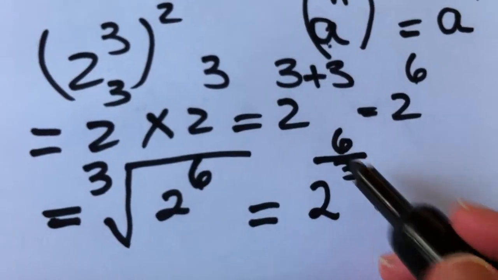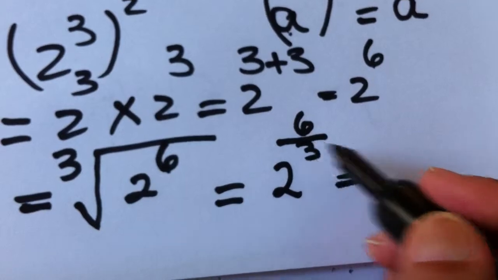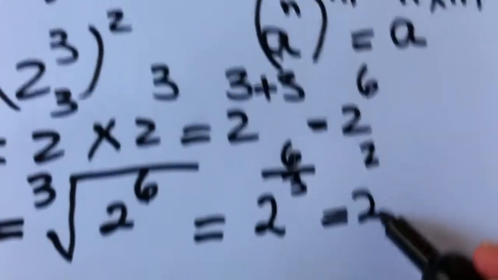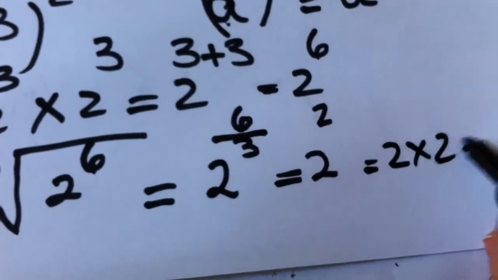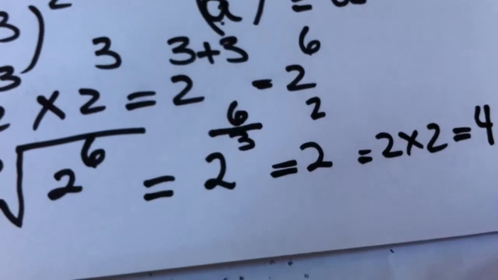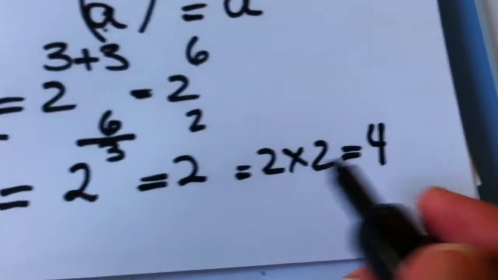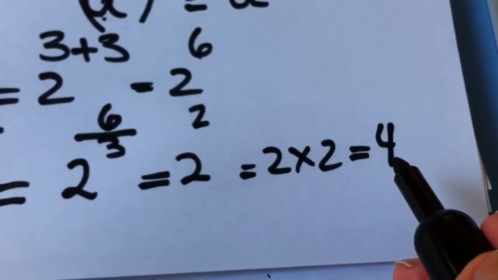6 over 3 means 6 divided by 3, which is equal to 2. So instead of 6 over 3, we write 2. 2 squared is just 2 times 2, which is equal to 4. So that is our simplified answer. 2 squared is 2 times 2 equals 4.